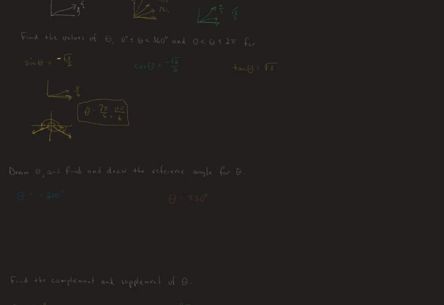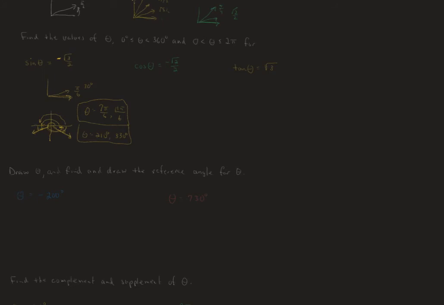Now that's in radians. In degrees, this reference angle would be 30 degrees. And so our first angle in degrees would be 180 plus 30, which would make that 210. And we would get 360 minus 30, which would be 330. So there are our angles in degrees.